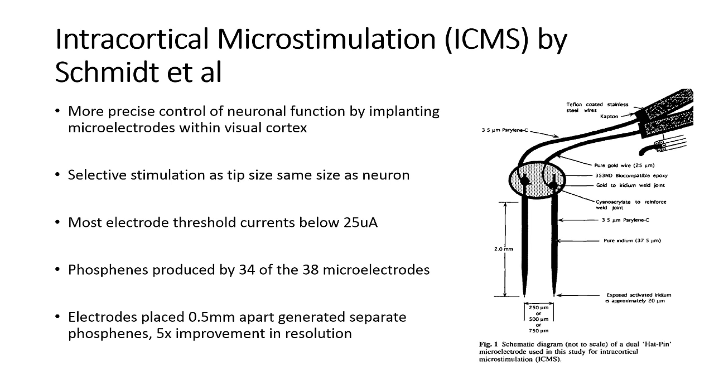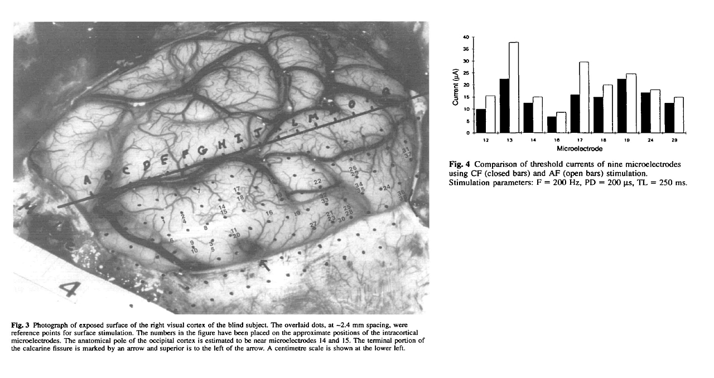They also found that they had a much lower stimulation threshold of about 25 microamps compared to 5 milliamps as recorded by Dr. Dobell. They also found that phosphenes are produced by 34 of the 38 microelectrodes, and they found the electrodes placed 0.5 millimeters apart generated separate phosphenes, which is almost a 5 times improvement in spatial resolution.